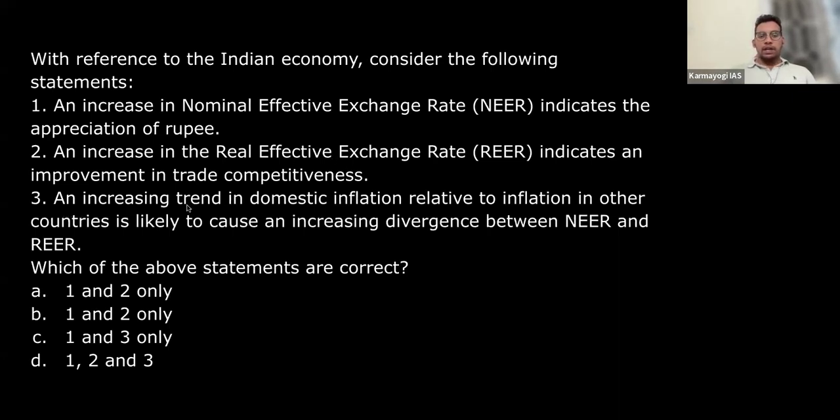Now the third statement: an increasing trend in domestic inflation relative to the inflation in other countries is likely to cause an increasing divergence between NEER and REER. This is a very simple statement: our inflation is increasing in India, and their inflation is decreasing. So that means REER and NEER will diverge, because REER is inflation adjusted and NEER is not inflation adjusted. So one can be higher and the other lower, right? So this is a correct statement. So the answer is C, 1 and 3. So this is about the REER and NEER concept.